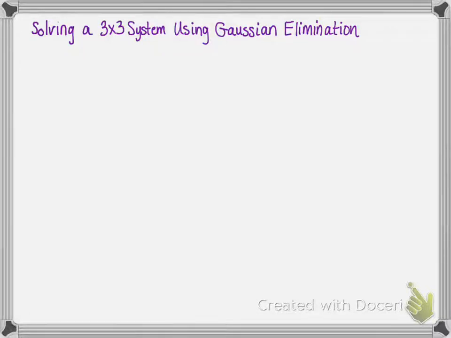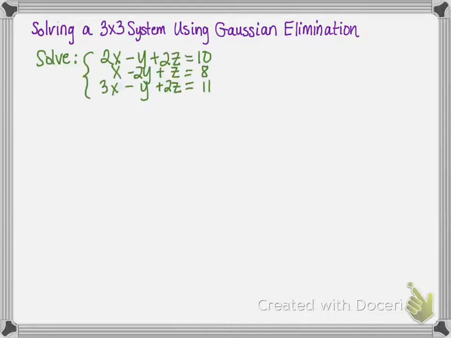Solving a 3 by 3 system using Gaussian elimination. We are going to solve the following system. 2x minus y plus 2z equals 10, x minus 2y plus z equals 8, 3x minus y plus 2z equals 11.